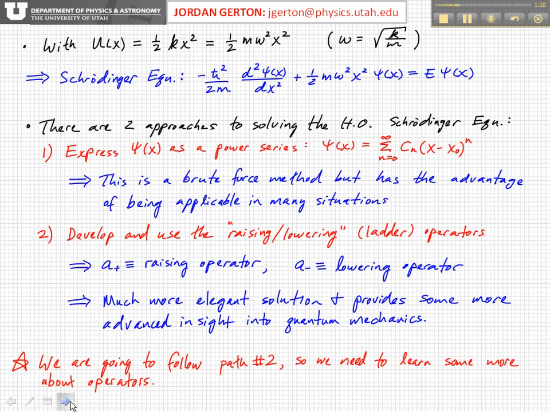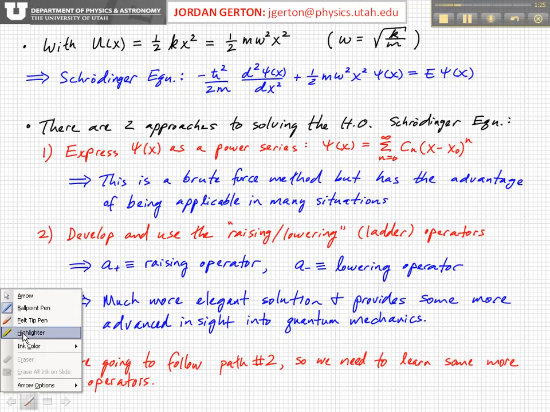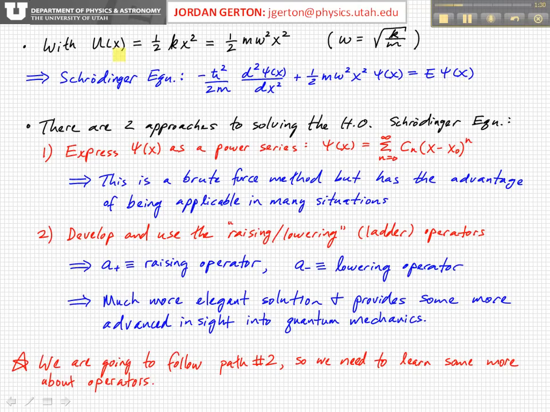So now, if we take the potential, the form of the potential energy is equal to 1/2 kx squared, which we can rewrite as 1/2 m omega squared x squared. Again, omega, the angular frequency, is defined to be the square root of the spring constant divided by the mass. Then we can rewrite the Schrodinger equation, the time-independent Schrodinger equation.